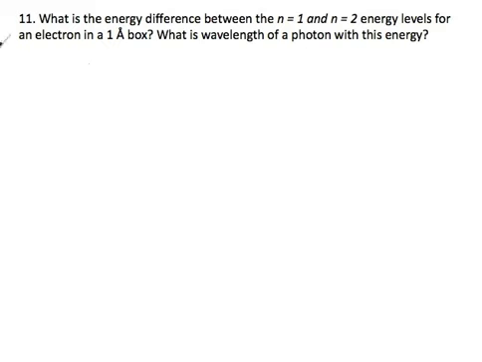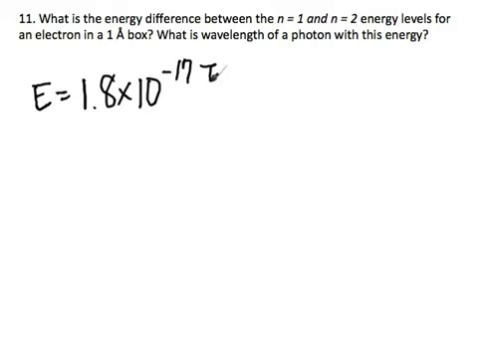Now let's move on to the second part of the question. So the energy we just calculated, let's rewrite that. It is 1.8 times 10 to the negative 17 joules. Now, how do we calculate the wavelength of a photon with this energy? So we need to remember the equation energy equals Planck's constant times frequency. And then remember that using the speed of light equation, we can say that Planck's constant times the speed of light over wavelength also equals the energy.